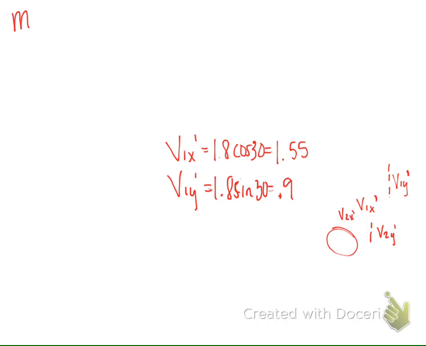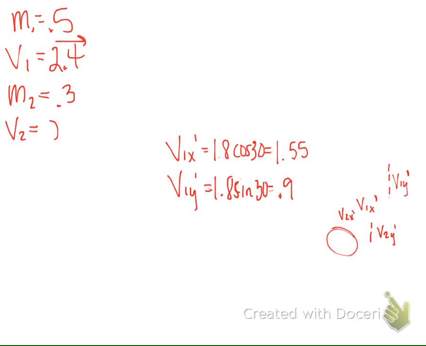The mass of our first object is what? 0.5. Okay, what's the velocity initial of our first object? 2.4. Is it horizontal or vertical? Horizontal. So I'm going to put a little arrow there so I know that it's only horizontal. It doesn't have any vertical components. What's the mass of our second object? 0.3. And the velocity of our second object before the collision? 0. So it'll be 0, x and y.